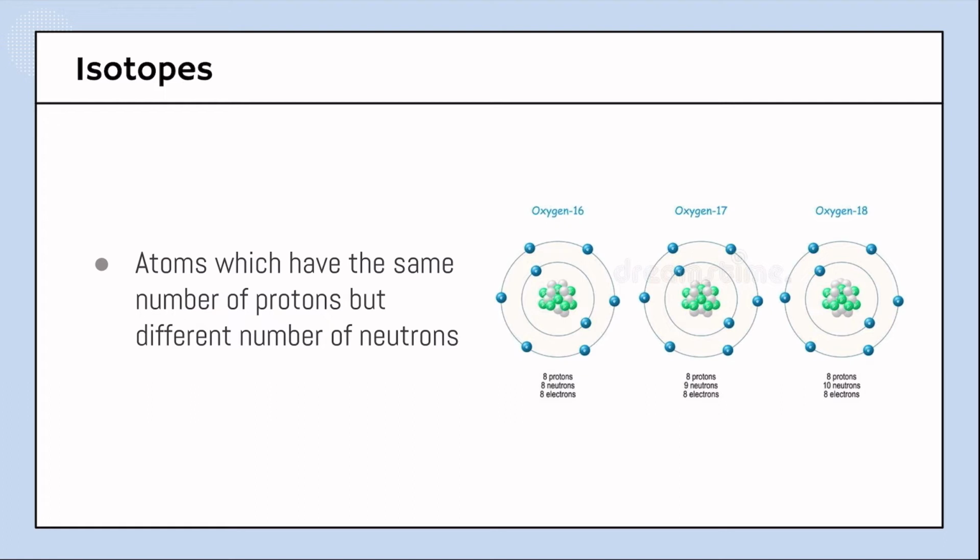Now, what are isotopes? Isotopes are atoms which have the same number of protons but different numbers of neutrons. An example of an element for isotopes is oxygen.